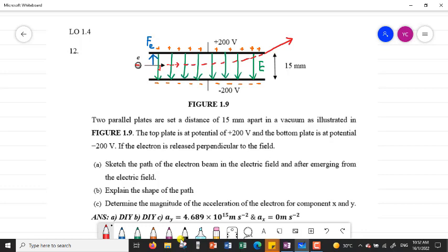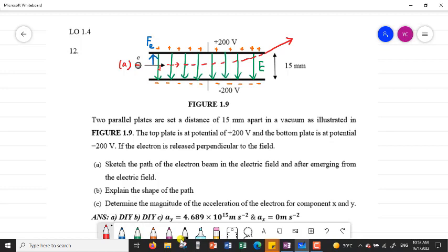So this is the sketch of the electron beam's motion in the electric field and after it emerged from the electric field. So it is going to do projectile motion. So this is the sketch, and this will be our answer for question A. This is the sketch of the motion.